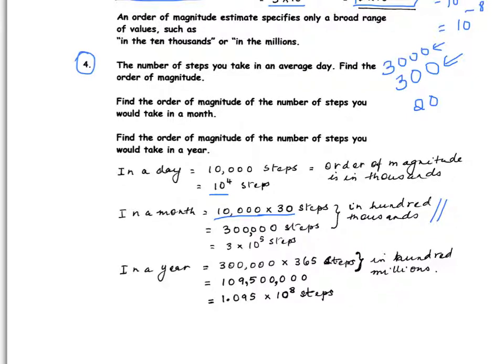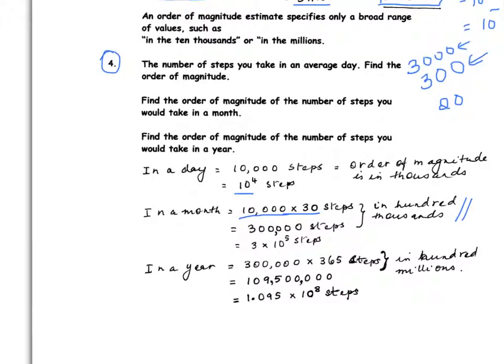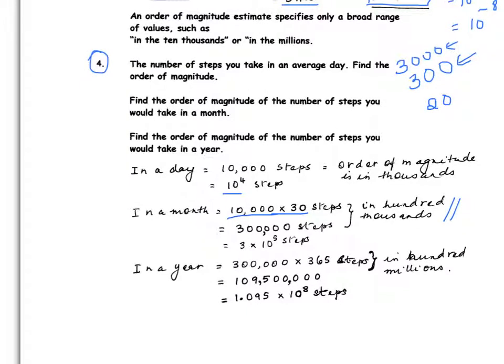In a year, there are 12 months. So if in a month we take 300,000 steps, that's 3 times 10 to the fifth power steps. Since there are 12 months in a year, and this is the monthly number of steps, we need to multiply, not with 365, since there are 12 months in a year, it would have to be multiplied by 12, and that would change all the answers.